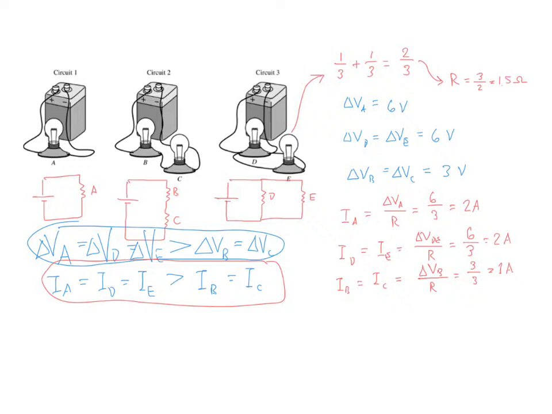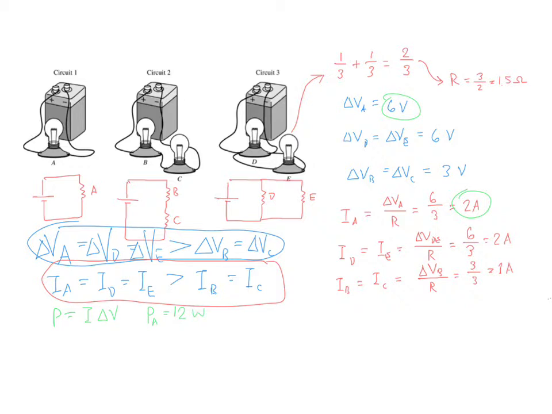Now we want to rank the brightness of the light bulbs from brightest to dimmest. You could do this without calculating it, but since we've got the calculations, it's pretty easy to do, because brightness depends on power, and the equation for power was I, the current, times delta V, the potential difference. So if we look at light bulb A, it's going to be the current, which was 2 amps, times the potential difference, which was 6 volts. So the power for light bulb A was 12 watts.